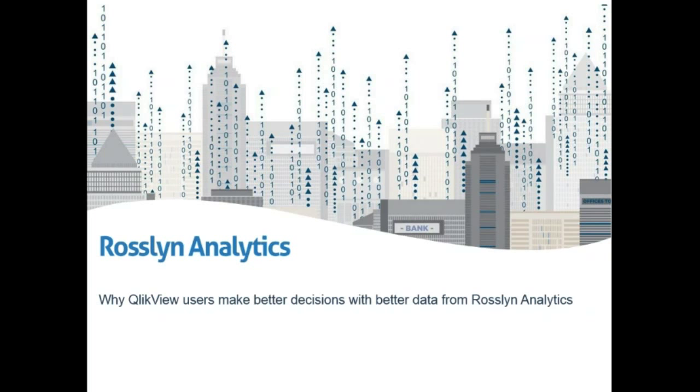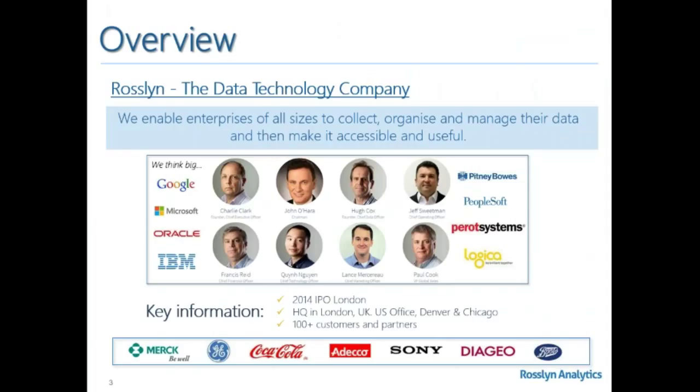Before we get started, I just wanted to give you a brief introduction to Rosslyn Analytics. So Rosslyn, we like to think of ourselves as a data technology company, and we enable enterprises of all sizes to collect, organize, and manage their data and make it accessible and useful. And I think one of the key things about this slide really is the guy on the top row, third from the left, Hugh Cox. Hugh is our Chief Data Officer. It gives you some idea how seriously we take data within our organization and how we view data as a core building block to successful analytics.